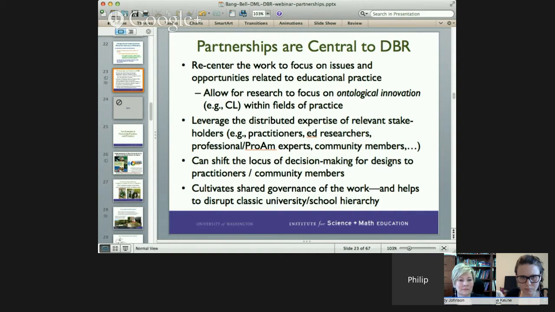You're leveraging the distributed expertise. It can shift the decision-making process. So often practitioners have decisions made for them by other people outside of the community, and that can happen through curriculum or through policies from the district and pacing guides and different things. And these kind of partnerships actually allow for the locus of decision-making to shift within fields of practice, within communities, within some of the work that happens, and we'll be talking about that. And we'll talk a lot more about how the shared governance strategy across research and practice helps disrupt classic hierarchies of university and school relationships that have been in place.